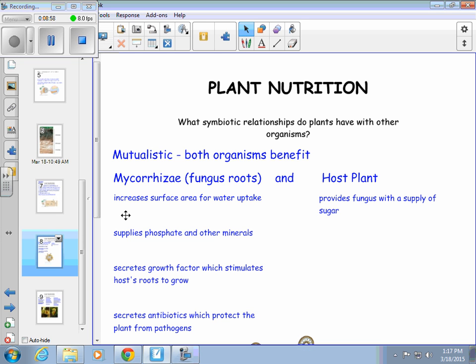The fungus, because it's growing on the roots of the plant, is actually increasing the surface area and allowing for more uptake of water to the plant roots. It also supplies phosphates and other minerals to the roots. It does secrete a growth factor which will stimulate the host's roots to grow. This is a benefit because when the roots grow, they can access more water, they can get further down in the soil, and it allows them to absorb more. The fungus will also secrete an antibiotic, which just happens to protect the plant from any pathogens that might be in the soil.